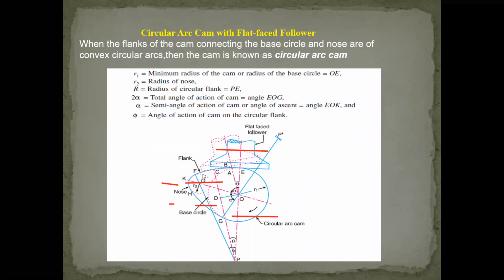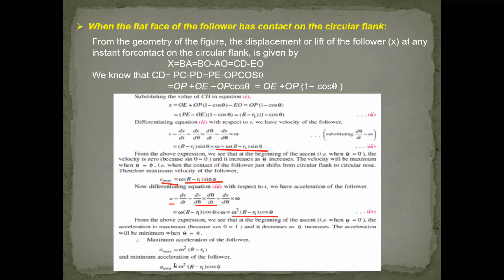When theta equals 0, the maximum is there. And when theta equals pi, then we should achieve the minimum acceleration. So substituting theta equals 0, that is the maximum, omega square (r minus r1). And when theta equals pi, then that is the minimum acceleration.